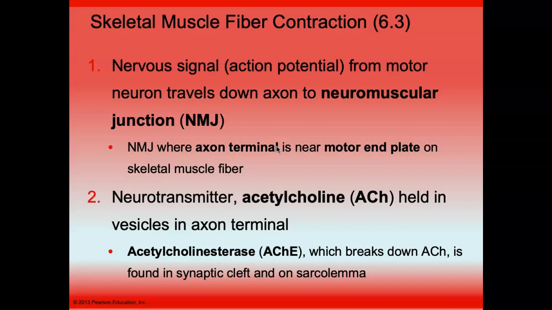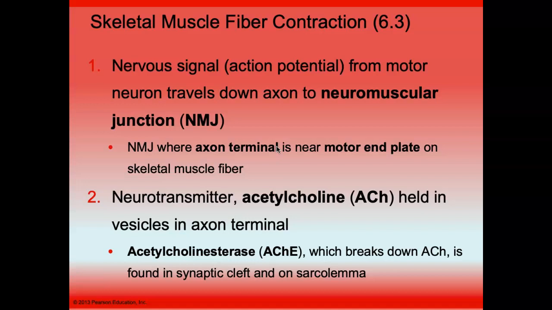Now, this connection between the neuron and the muscle is very, very important. It's called the neuromuscular junction. The neuromuscular junction is where the axon is near the motor end plate on a skeletal muscle fiber. This region where the axon terminal approaches the muscle causes that muscle fiber to modify itself somewhat, and that modification, that whole region where the axon terminal comes down to the muscle, is called the motor end plate.